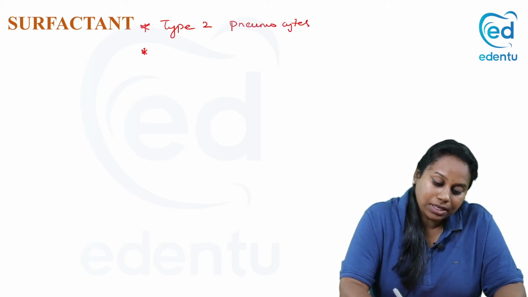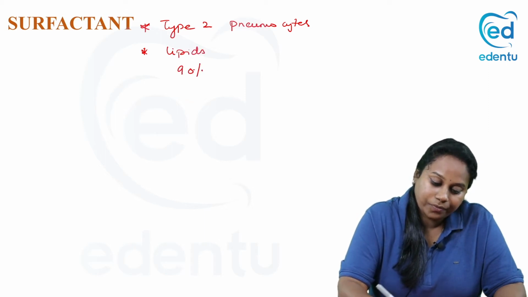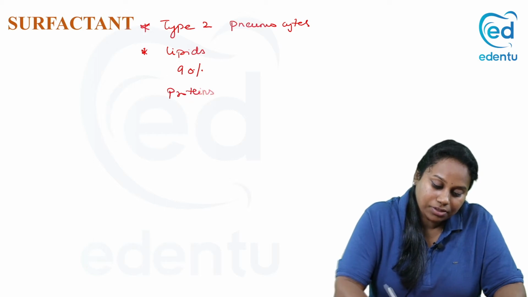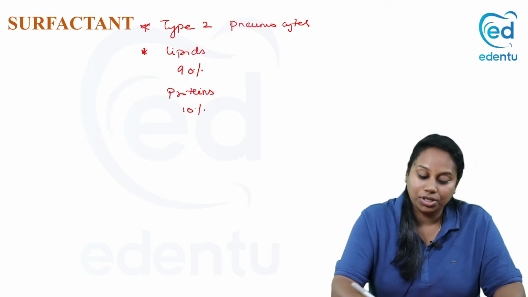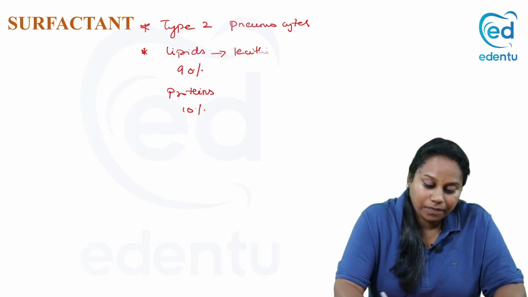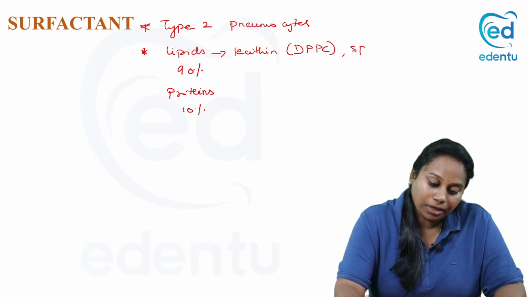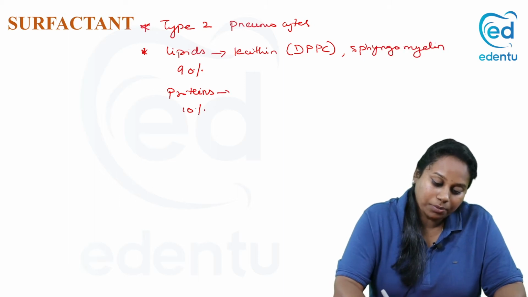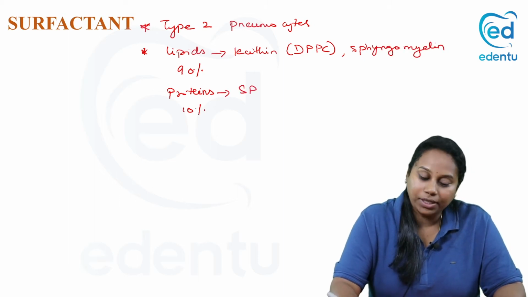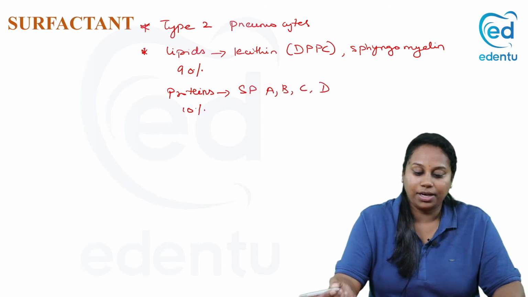And this surfactant is made up of lipids, which constitute around 90 percent, and proteins, which constitute around 10 percent. And what are the important lipids that are present? Lecithin. Lecithin is otherwise called dipalmitoyl phosphatidylcholine, DPPC, and sphingomyelin. What are the important proteins? Surfactant proteins type A, B, C, and D.